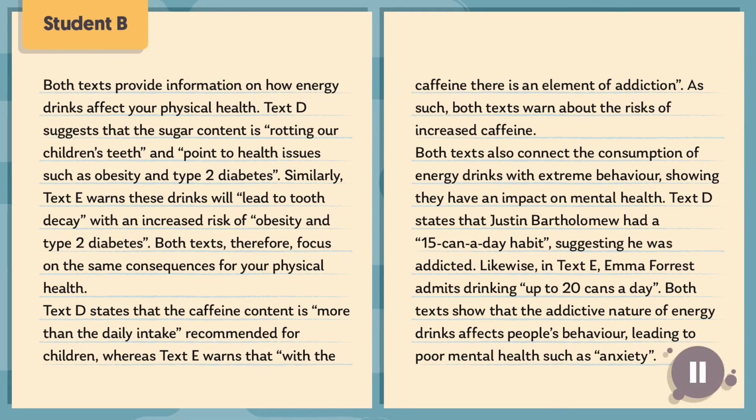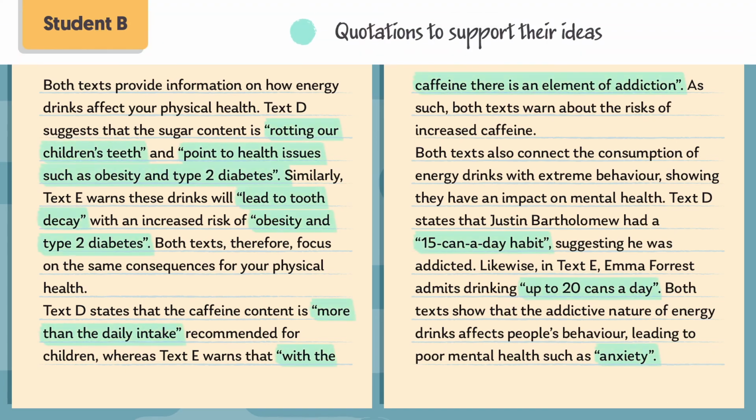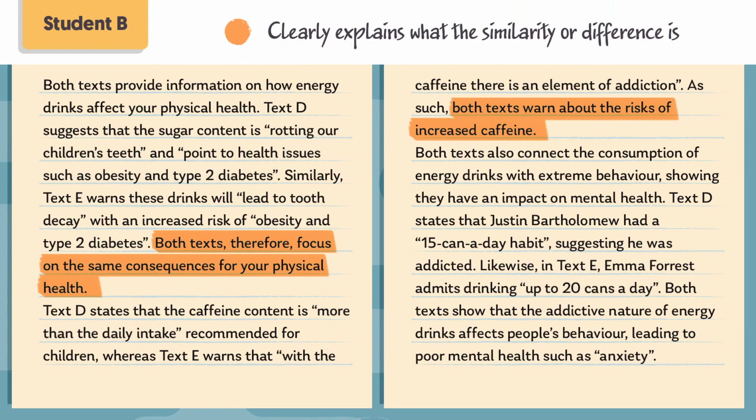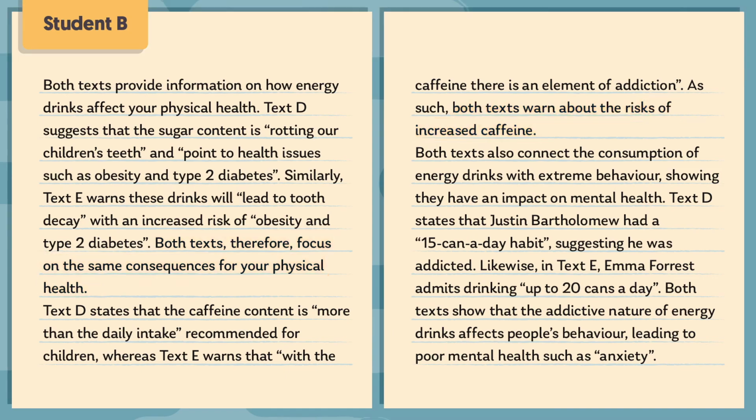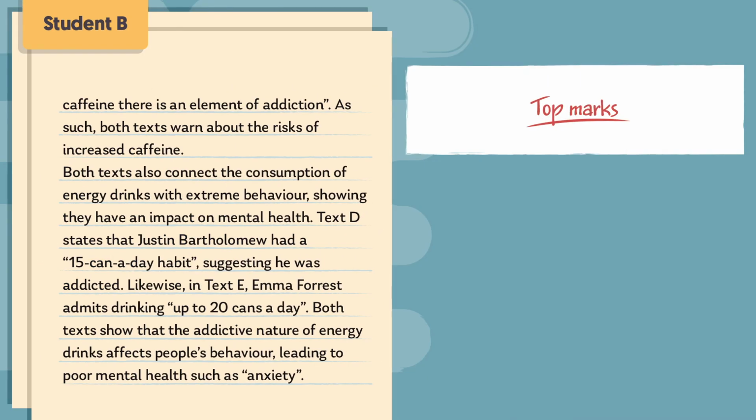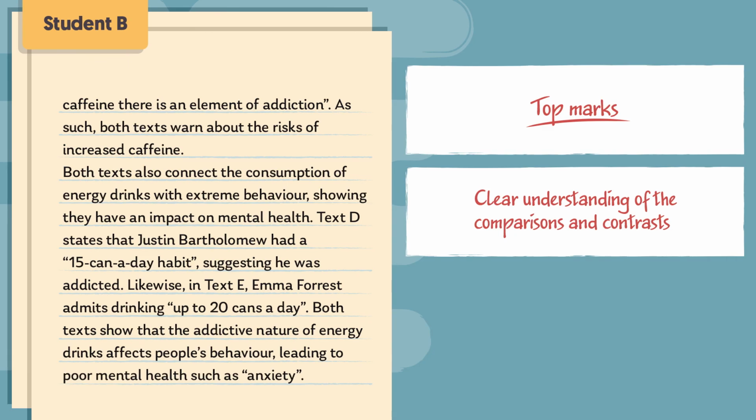Press pause now to give yourself time to read it through, and press play again when you're ready. Like Student A, this student uses quotations from the two texts in their answer to support their ideas about similarities and differences. But they then go an extra step and clearly explain what the similarity or difference is. For example, in addressing how the texts present the impact of energy drinks on physical health, the student says, both texts warn about the effects of caffeine. This is a key requirement because for top marks, the examiner needs to see that you have a clear understanding of the comparisons and contrasts between the texts.